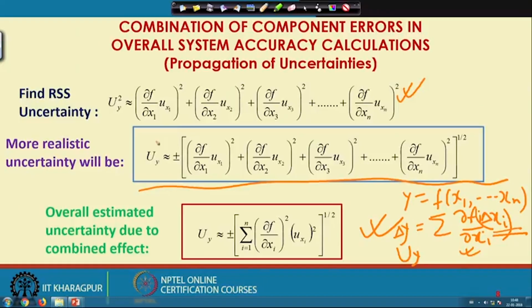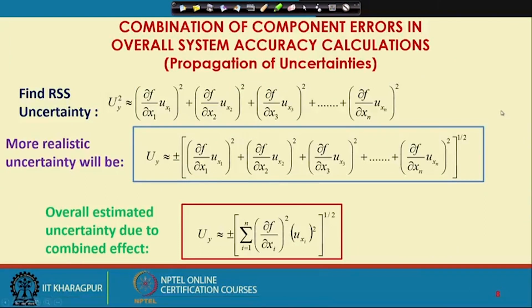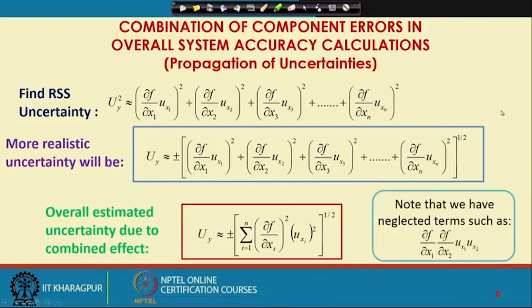Then u y is obtained as the square root of this term, which is this. So, this is written in more compact form as this. So, note that these are the cross terms that I was talking about, which we have neglected. So, these terms will be here, which we have neglected.